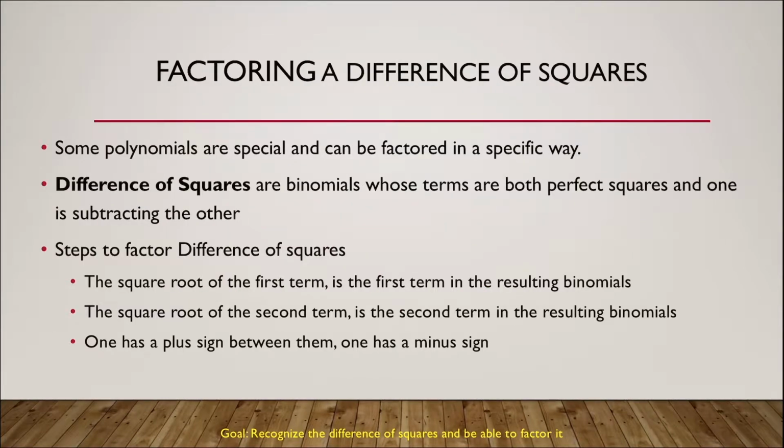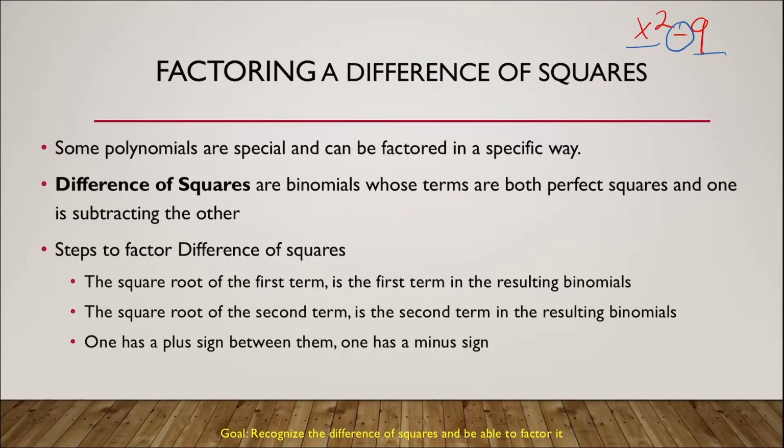Now, factoring the difference of squares. Some polynomials are special and can be factored in specific ways. Today we're talking about the difference of squares. It's a binomial, something like x squared minus 9, whose terms are both perfect squares. x squared is a perfect square, and 9 is a perfect square. And one is subtracting the other. So 9 is being subtracted from x squared.